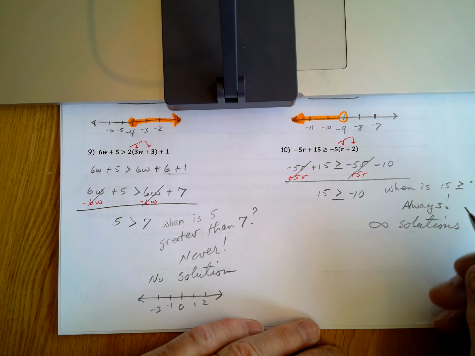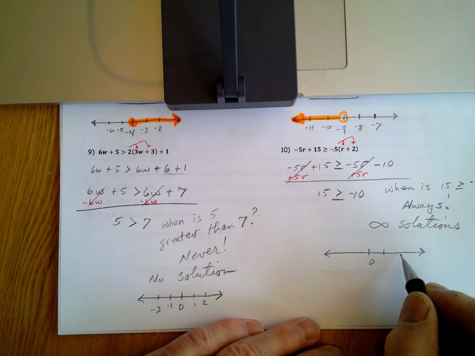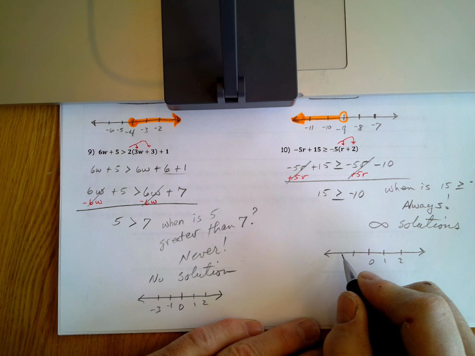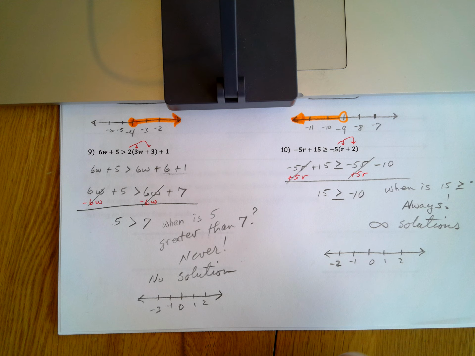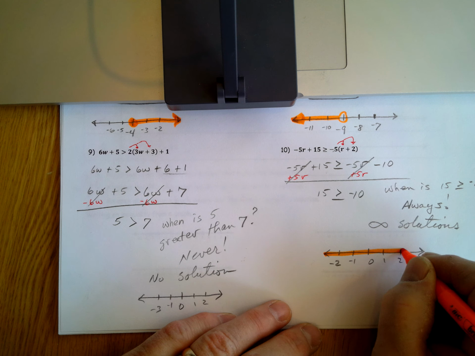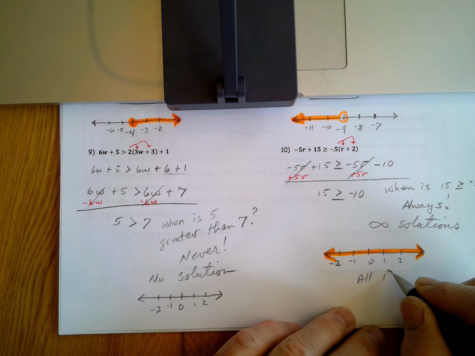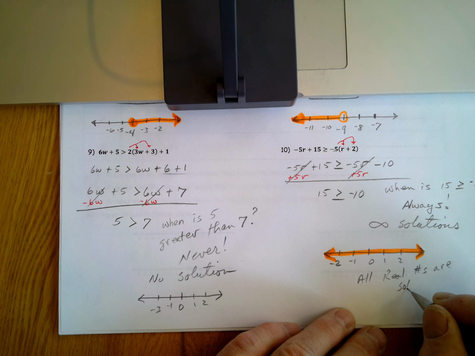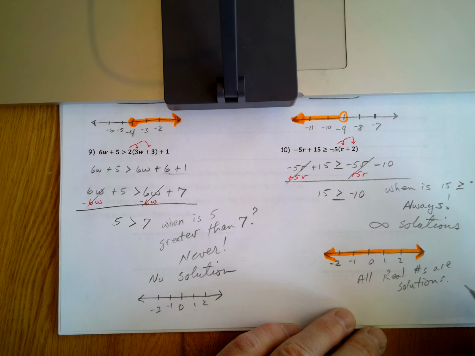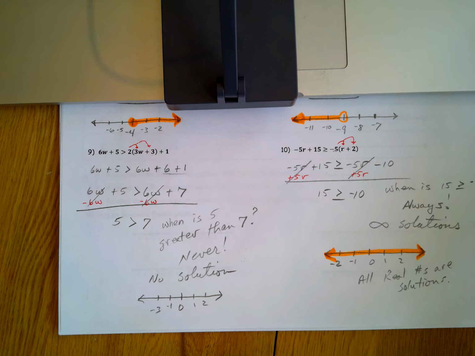Now, how do I graph infinite solutions, Mr. Sterling? Pretty simple. Just going to make a number line. I'm trying to get you in the habit of making 5 points. So I'm going to put 5 points on my number line. I'm going to take my highlighter in this case and go both ways because it's all real numbers. All real numbers are solutions. There is nothing I can put in for R that will make this not true. It will always be true.